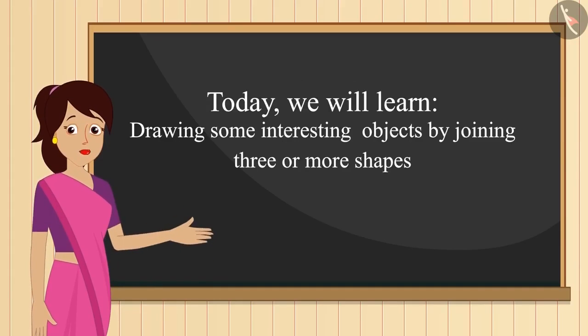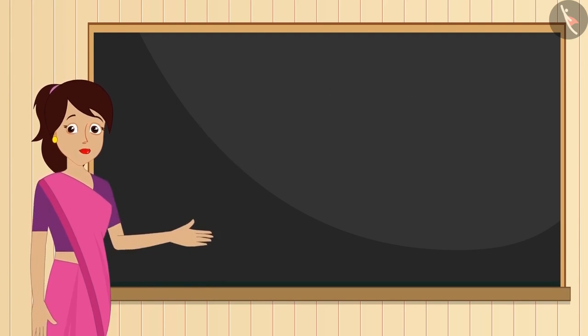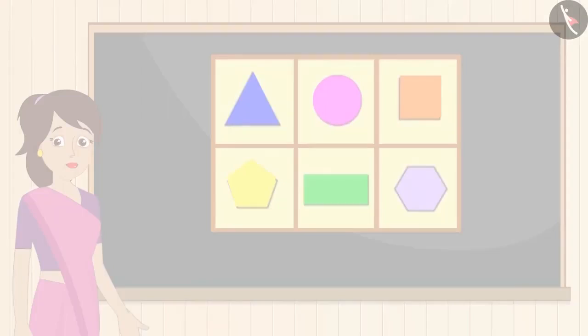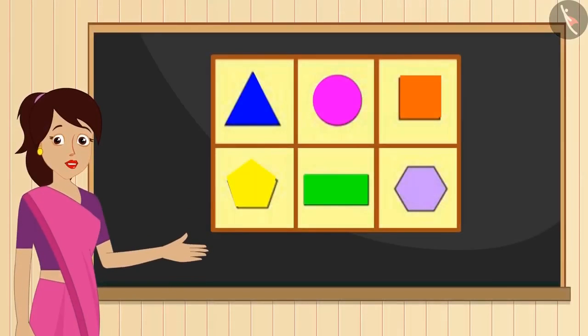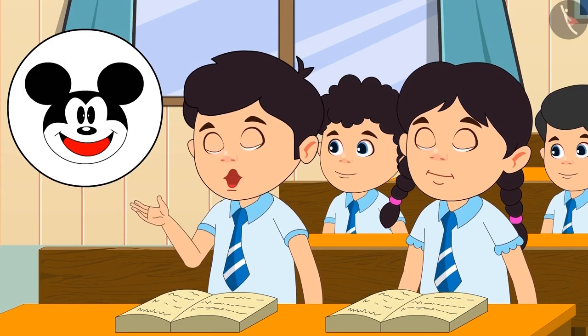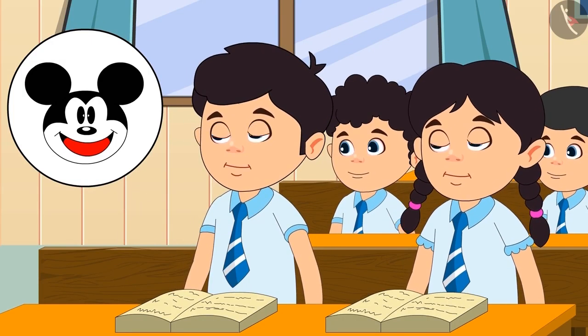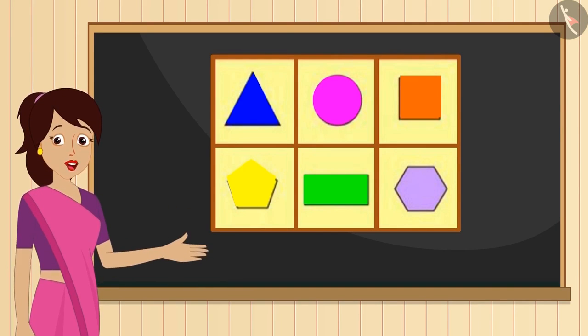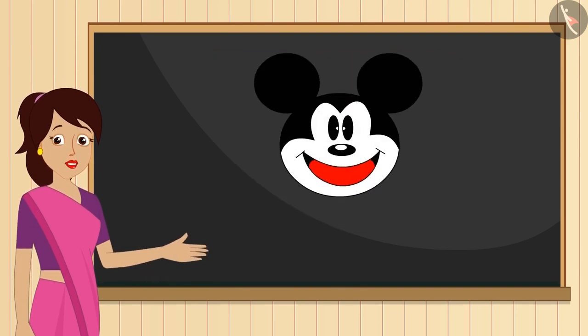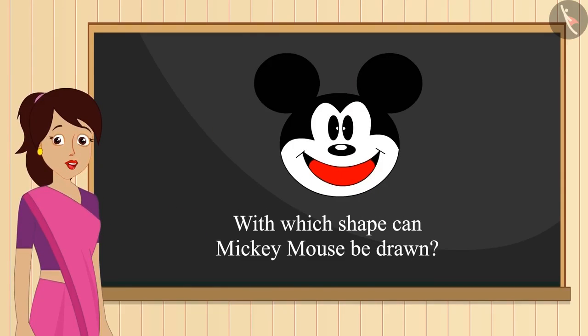Today we will learn to draw some interesting objects by joining 3 or more shapes. So come on, let's go to the class. Children, tell me, which is your favorite cartoon character? My favorite cartoon character is Mickey Mouse. So come on, now tell me with which shape you can draw the character Mickey Mouse.